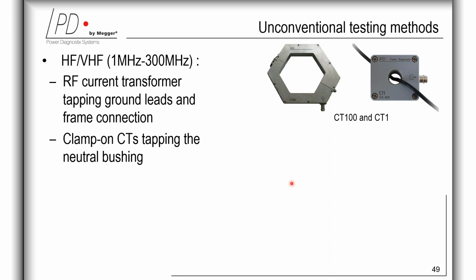There are different types according to different applications. They can be permanently fixed, or there are also clip-on radio frequency current transformers, which can be seen from these pictures. And the bandwidth of the clip-on RFCT can reach up to 80 megahertz.